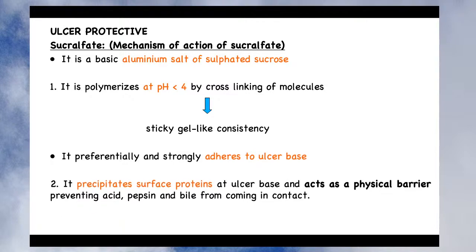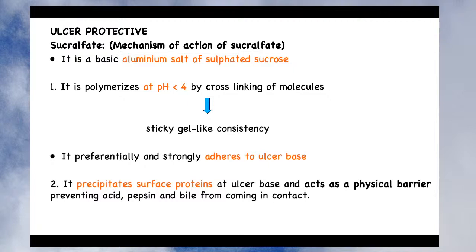The second mechanism by which it acts is that it precipitates the surface protein. Due to precipitation of the surface protein at the ulcer base, it again helps in formation of a physical barrier which will prevent acid, pepsin and bile from coming in contact. So there are two ways by which it provides protection. First, it undergoes polymerization and forms a sticky gel-like consistency which will preferentially and strongly adhere to the ulcer. This is the first layer. The second layer is formed due to precipitation of the surface protein.